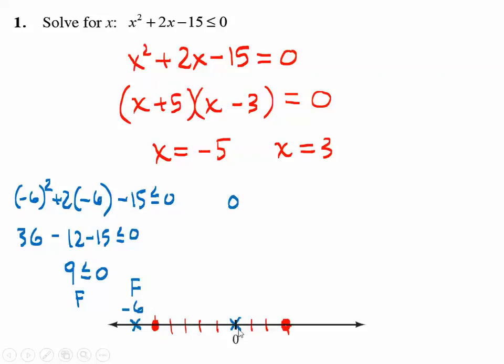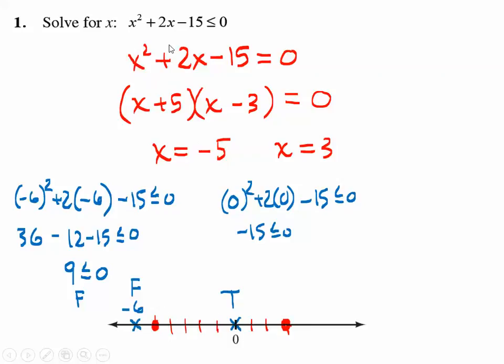Let's pick 0. 0 plugs into the original equation, and I get negative 15 is less than or equal to 0. That is true. So from negative 5, it's true at 0, therefore I know it's going to be true at 1, and it's going to be true at 2, at negative 1, negative 2, negative 3, negative 4, negative 4.5, negative 4.99. So this whole entire region really is true.